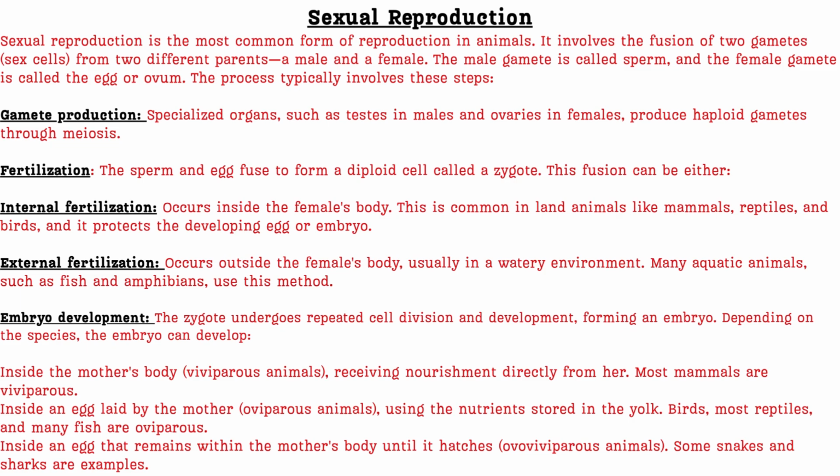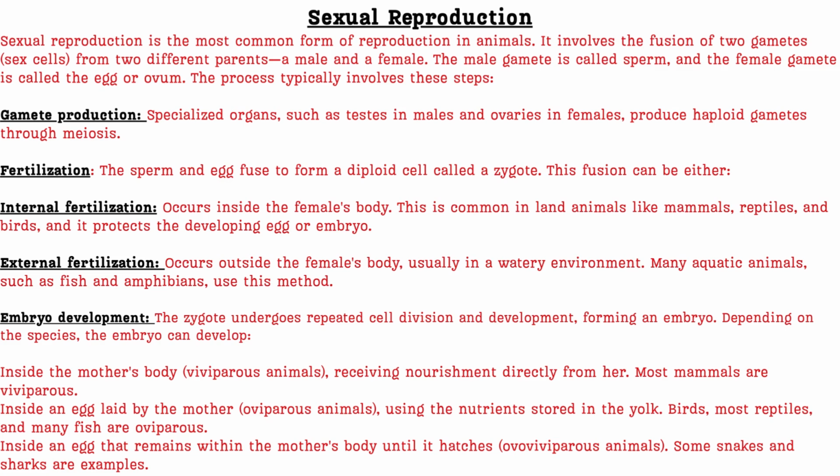This process typically involves these steps. The first one is gamete production. In this step, specialized organs such as testes in males and ovaries in females produce haploid gametes through meiosis. The second one is fertilization. The sperm and egg fuse to form a diploid cell called a zygote. This fusion can be either internal fertilization or external fertilization.